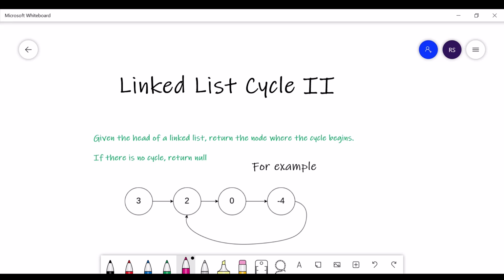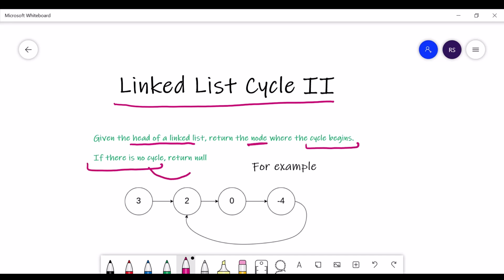Today we'll solve the question Linked List Cycle part 2. So basically, you're given the head of a linked list and you need to return the node where the cycle begins. If there is no cycle, you need to return None.